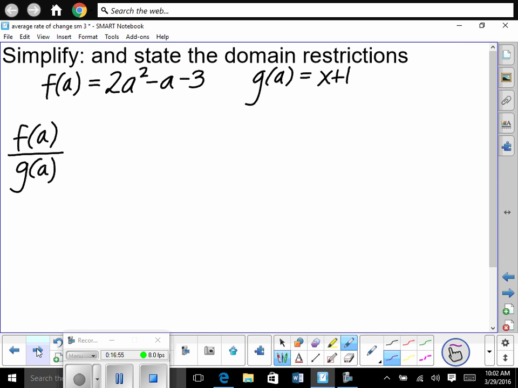Okay. Next one, simplify and state the domain restriction. So we're simplifying and stating the domain restriction. So we're doing f of a over g of a. So f of a is 2a squared minus a minus 3 all over g of a, which should have been a plus 1. Okay, so this is f of a divided by g of a, but in secondary 3, we expect you to be able to simplify that.